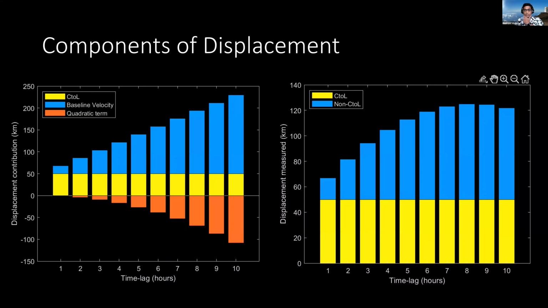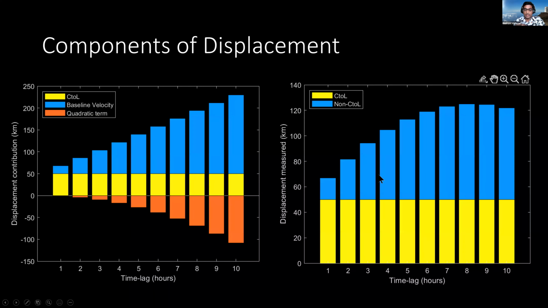All right, so what this decomposition gives us is, on the right, you see the total displacement again, but the yellow component is the systematic shift. That's the center to limb effect that is always there, no matter what time lag you look at.